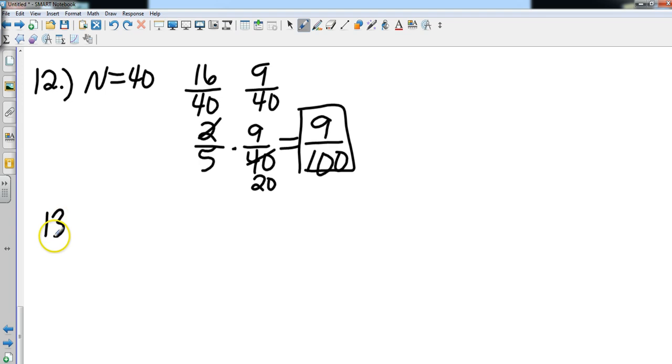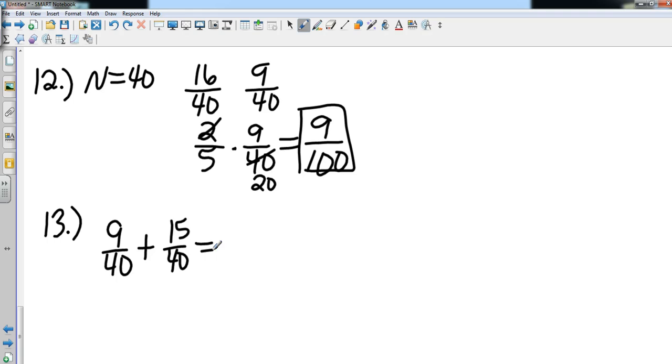Number 13. Notice in number 13, it's an OR, so this is going to be an addition. If I randomly select a blue, that's going to be 9 out of 40. Remember, if it's OR, it's always replacement. And so I'm going to add to that, selecting a brown sock, which is going to be 15 over 40.